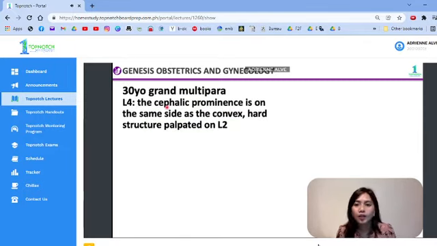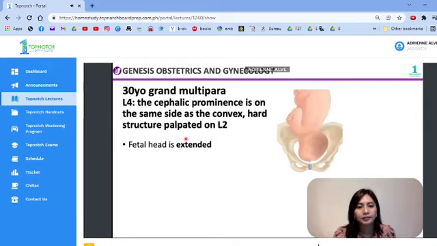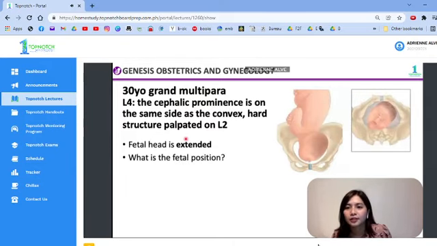Okay, so I'll give you another question. 30-year-old multipara. On the fourth Leopold maneuver, you palpated that the cephalic prominence is on the same side as the convex hard structure palpated on L2. So anong ibig sabihin nito? Likely the head is extended. So, yan, ganyan yung itsura niya. Now, what is the fetal position?